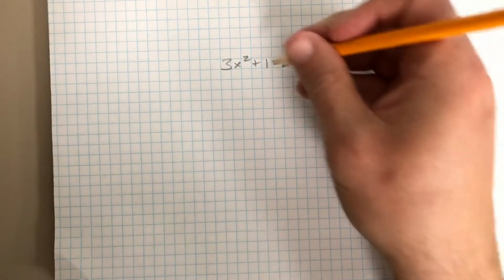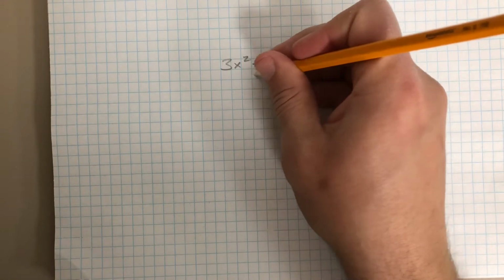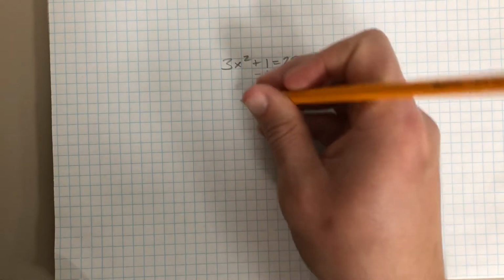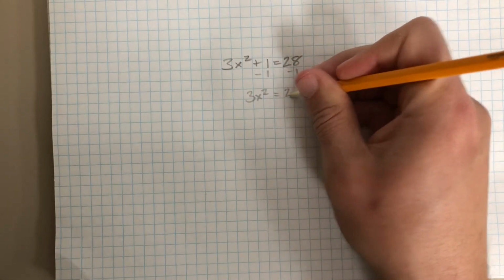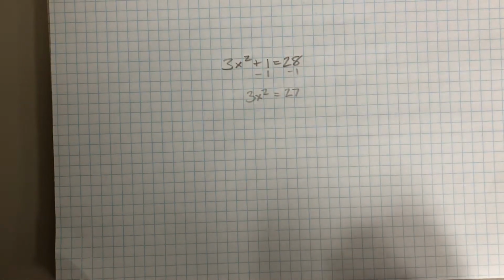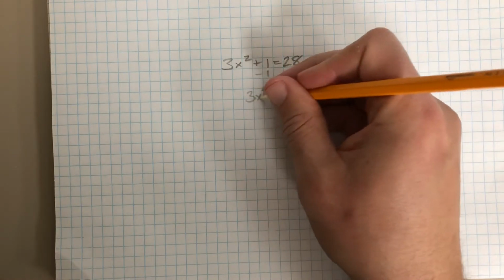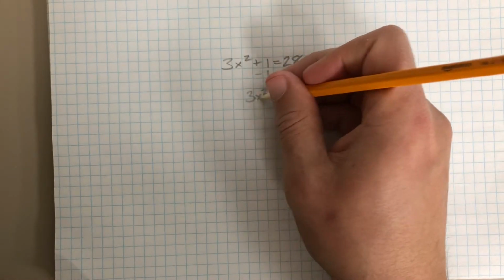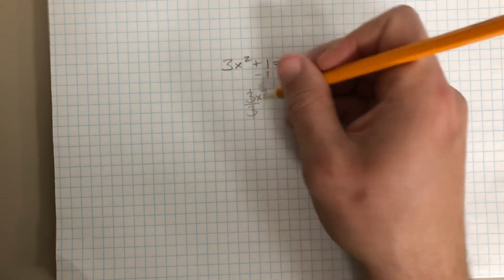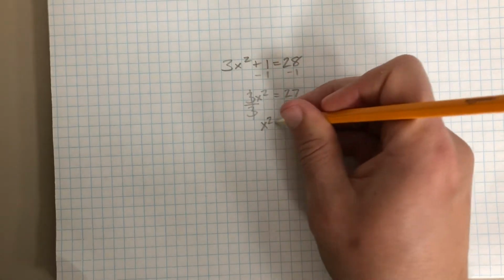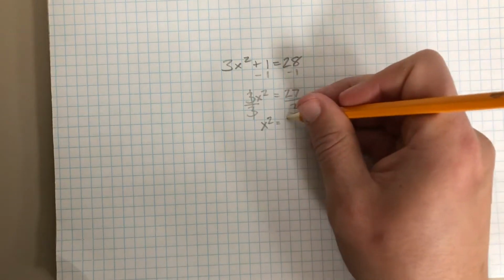Well, the first step is, let's get rid of this 1. So inverse operation, minus 1, minus 1. So I have 3x squared equals 27. Okay. Now to get rid of this 3, it's being multiplied by the x squared. So the opposite of multiplying would be divide by 3. Divide by 3. 3 divided by 3 is 1. 1 times x squared is x squared. And 27 divided by 3 is 9.